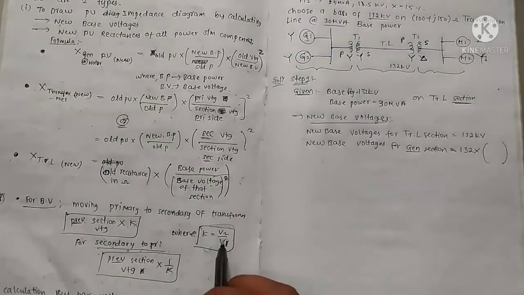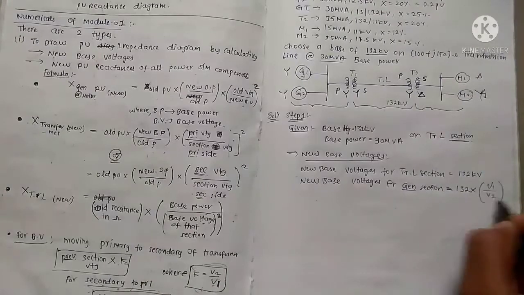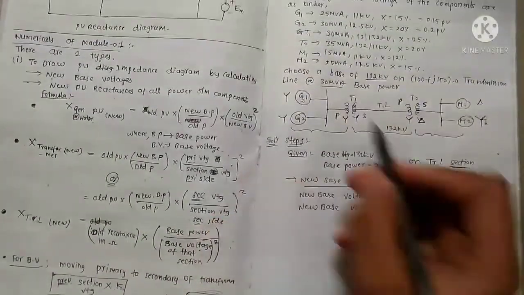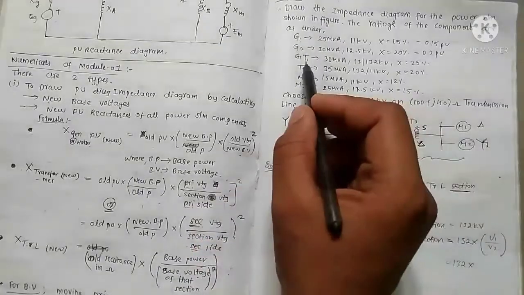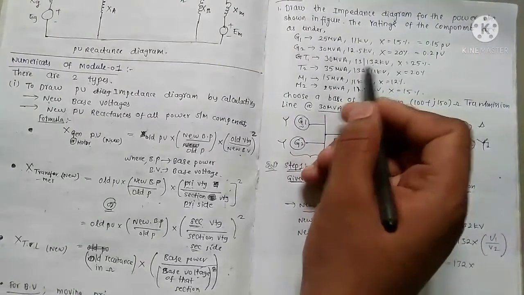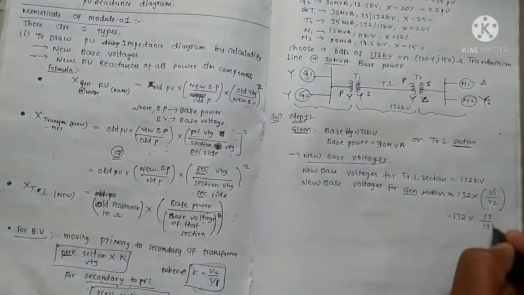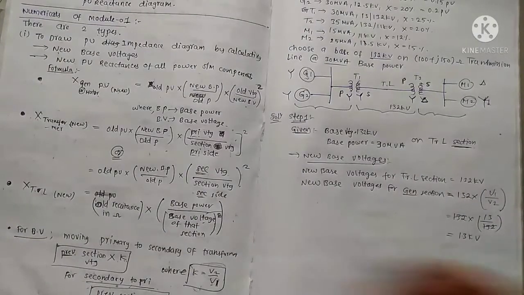1 by K means the reciprocal of this, V1 by V2. We have to write V1 by V2. 132 multiplied by V1 by V2 of the T1 transformer, 13 by 132. The 132 gets cancelled, giving 13 kilovolt.